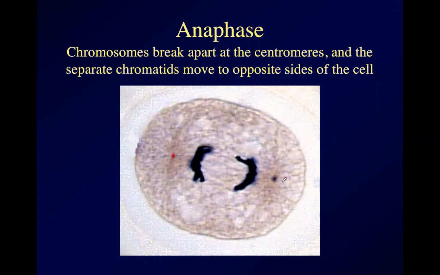Right there and right there, we have the centrosomes. You can faintly see the spindle fibers. And those two separate lumpy dark blue blobs right there, each of those is separated chromatids that have broken apart at the centromere and are now in the process of being pulled to opposite sides of the cell. And that's anaphase.